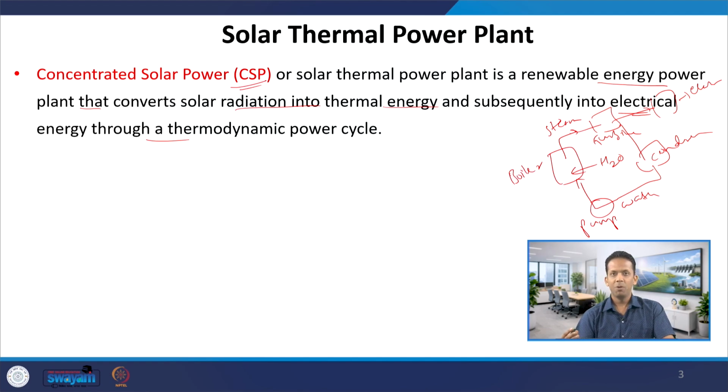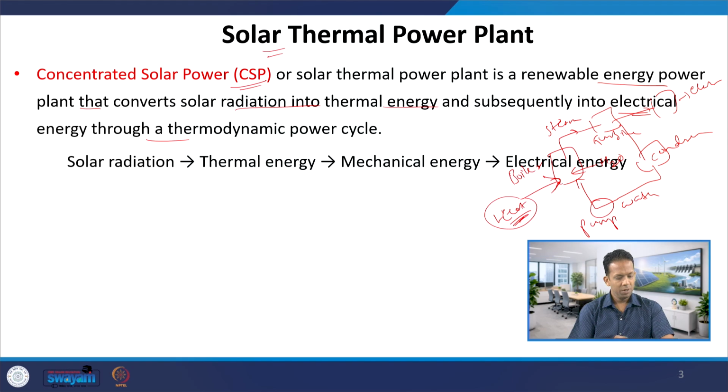Had it been a coal powered plant, we would need heat here in the boiler, and if this heat is coming from coal, it will be a coal fired power plant. If this heat is coming from solar thermal, then it is a solar thermal power plant. So it is not something different, it is similar to conventional fossil fuel based power plants which operate on the steam cycle. The only part that is different is the source of heat that is fed to the boiler. In this case, this heat is coming from concentrated solar power.